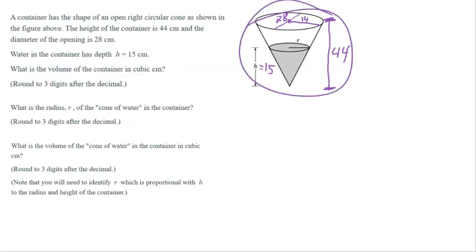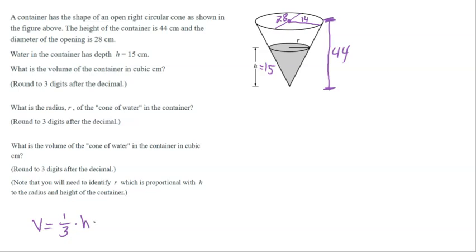That's the whole container. Now, the volume of a cone, we know that the volume of a cone is 1/3 times the height of the cone times the area of the base. The area of the base is pi r squared. Now, I'm going to do R naught and H naught, because H is actually the water and R is the water. So we're going to do R naught squared. This is the volume of a cone.